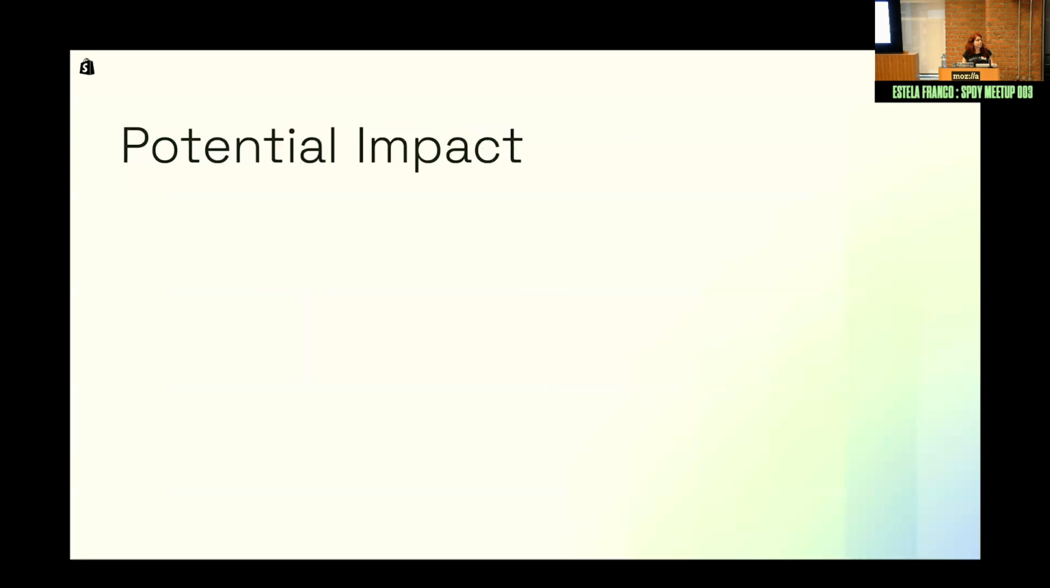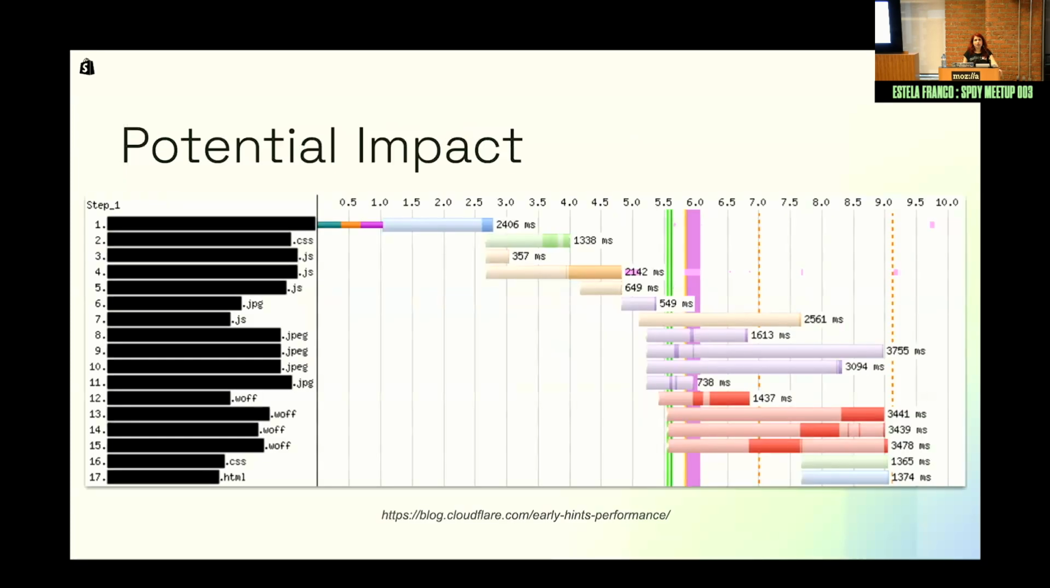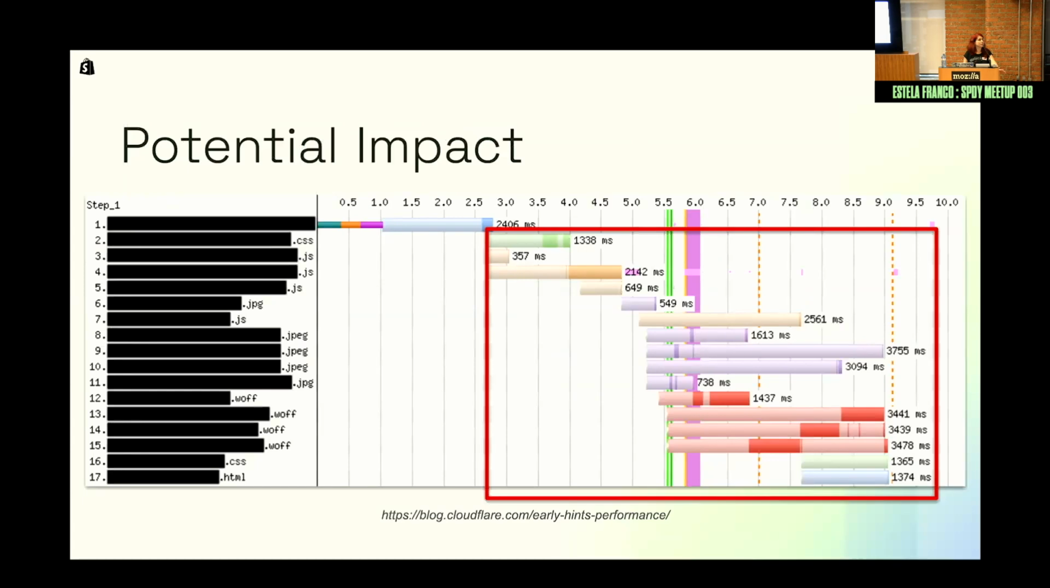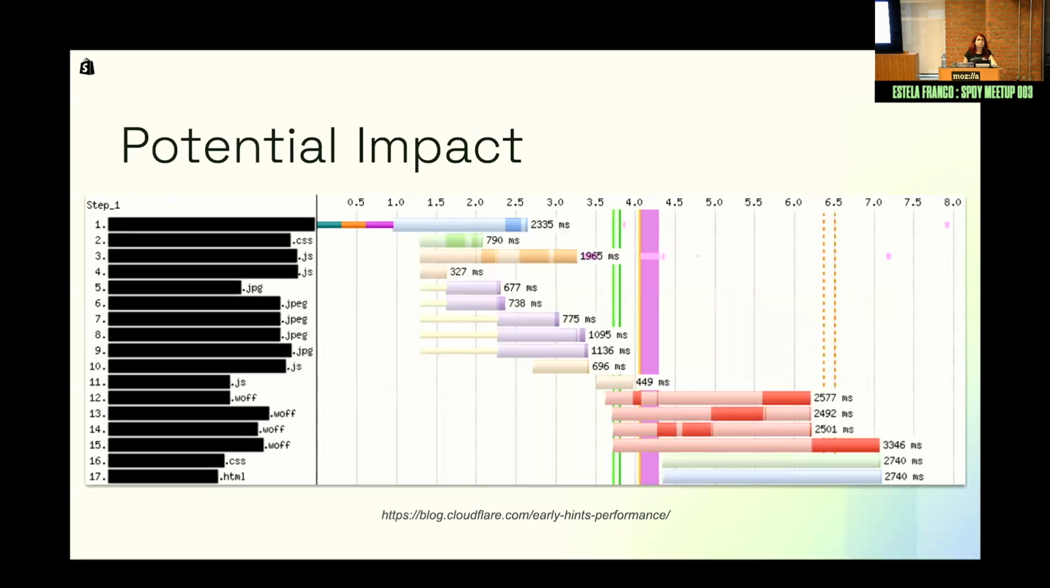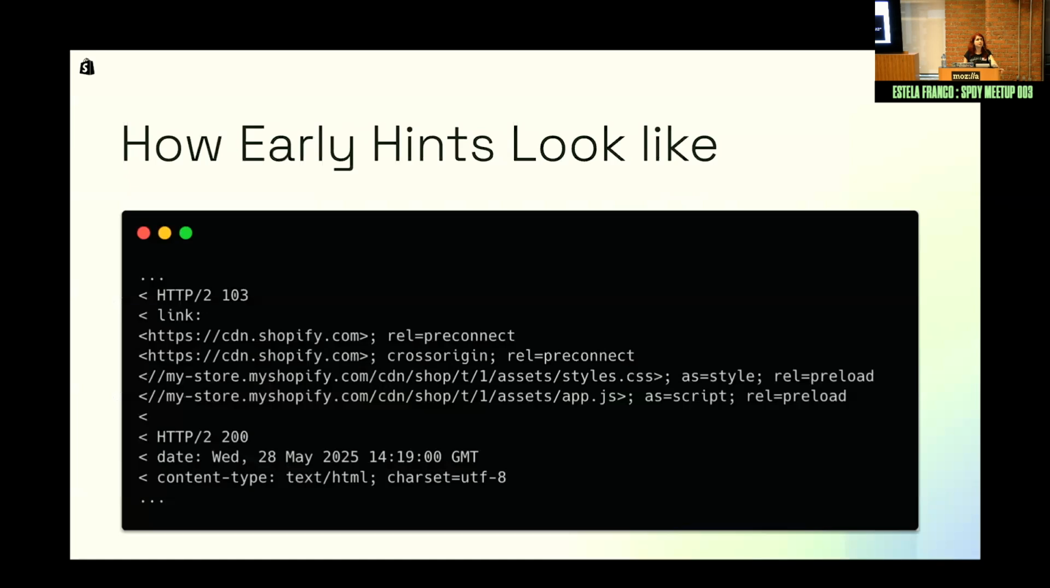So what's the potential impact? We've seen that the browser can start downloading stuff or pre-connecting to some origins, so the connection is already open. Everything should be faster. You can go from something like this, where all the resources are downloaded after getting the HTML response, to something like this, where a bunch of requests are done even before getting the actual HTML response. So that should help to load the page faster, right? In theory.